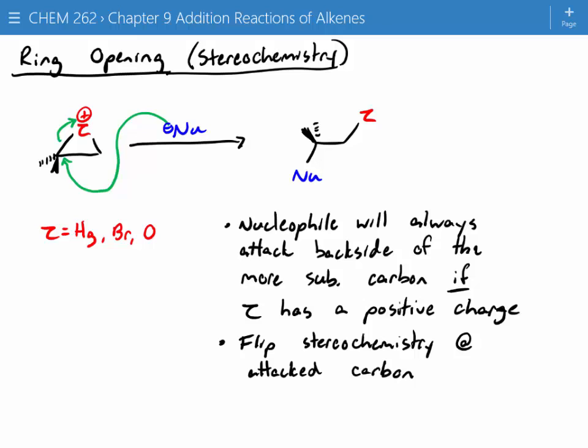So you said regiochemistry is which carbon? Yeah, which carbon does the addition take place at? Stereochemistry is what face of the carbon does the addition take place at? So remember, stereochemistry is looking at three-dimensional space. Regiochemistry is looking at constitutional isomers.